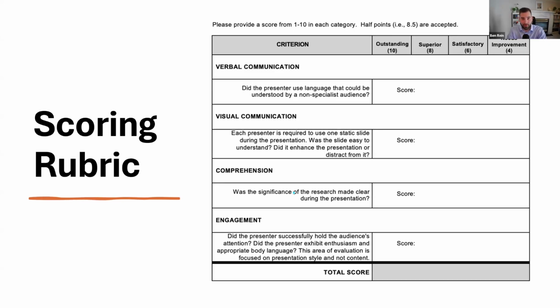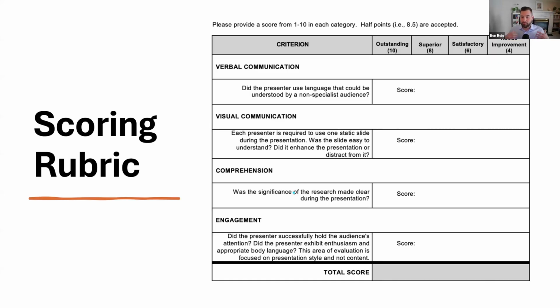So if you're not familiar with the 3MT competition, it's a competition for graduate students. Their goal is to explain their research project in 3 minutes or less. It has to be under 3 minutes. They have one static slide. There are no animations allowed. So looking at this rubric, you can see that the first part is the verbal communication.